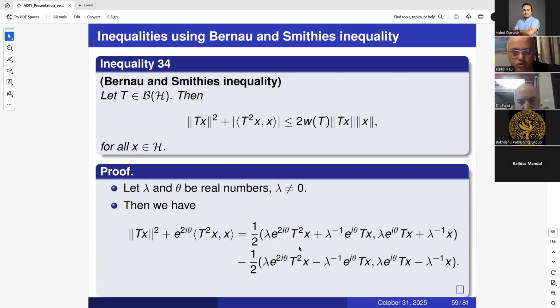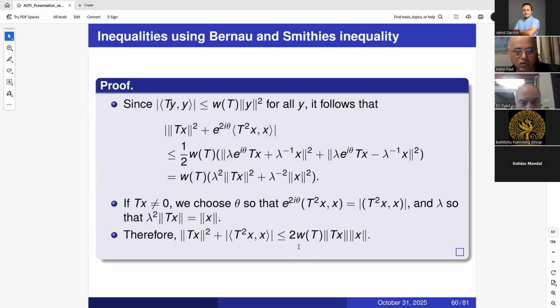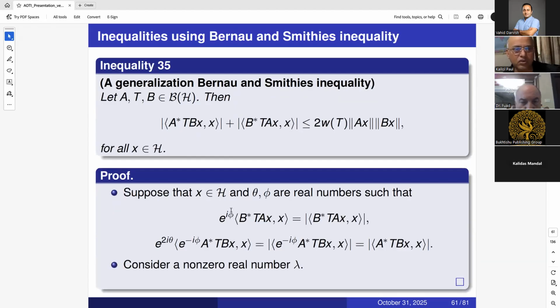So what was the next step to be done to improve this or generalize this? That is what I do want to highlight. You can just look at this. Now what we actually do is take it to the operator level, right? So now I take three operators, A, T, and B. Then I notice that this inequality is equally holding for all x.